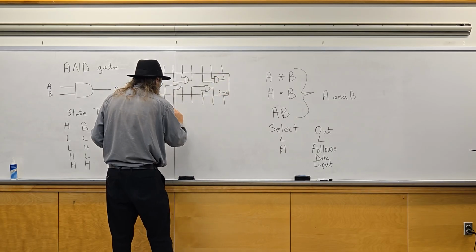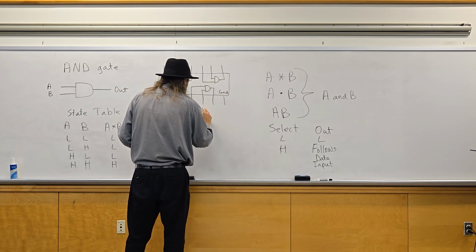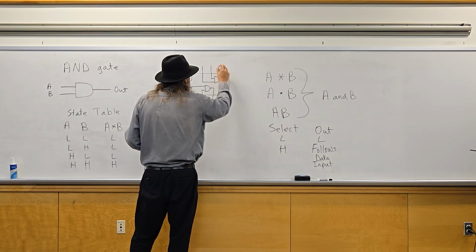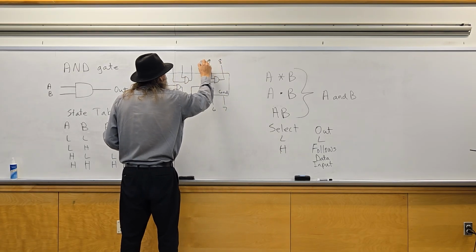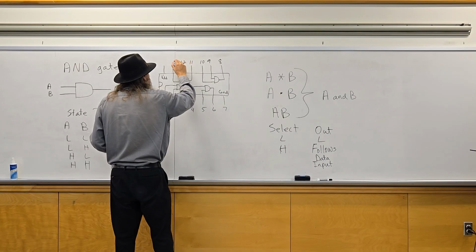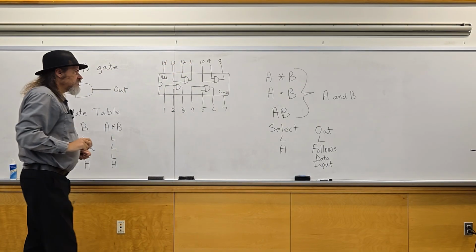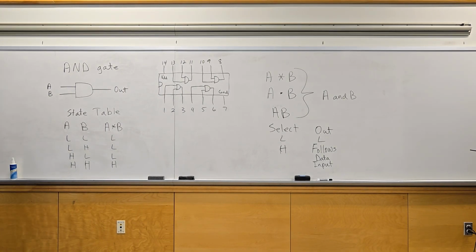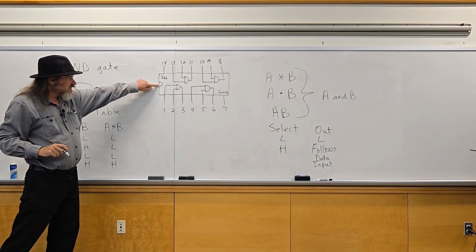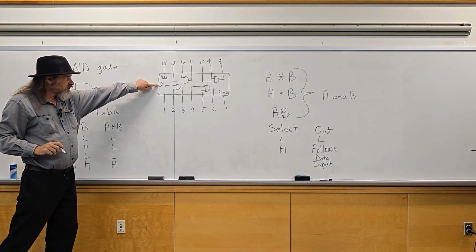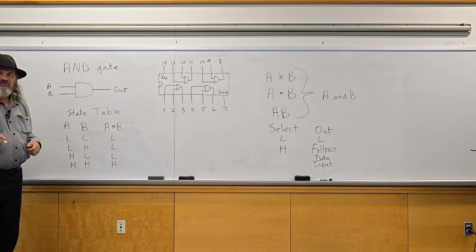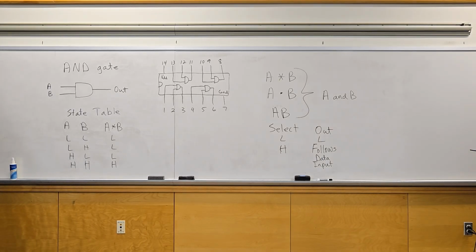And 1, 2, 3, 4, 5, 7. And that is the pin configuration of the integrated circuit. This notch in the chip indicates the orientation of the chip. There will be a physical notch in the top of the chip on one end of it.